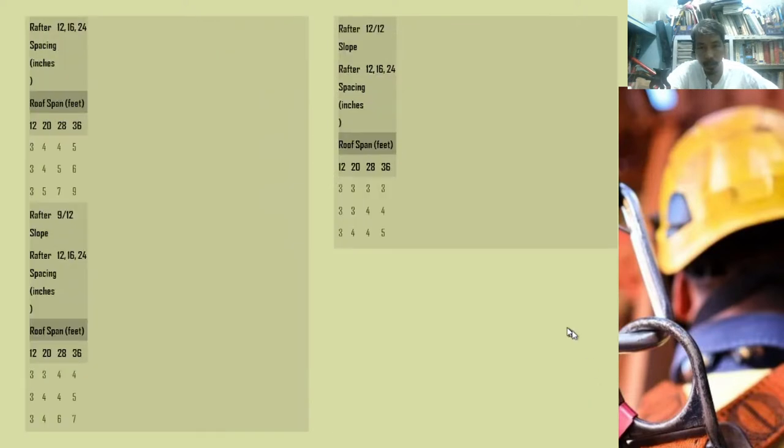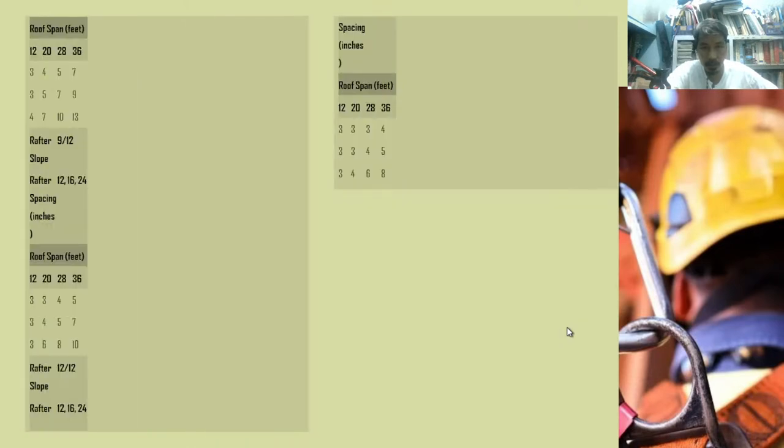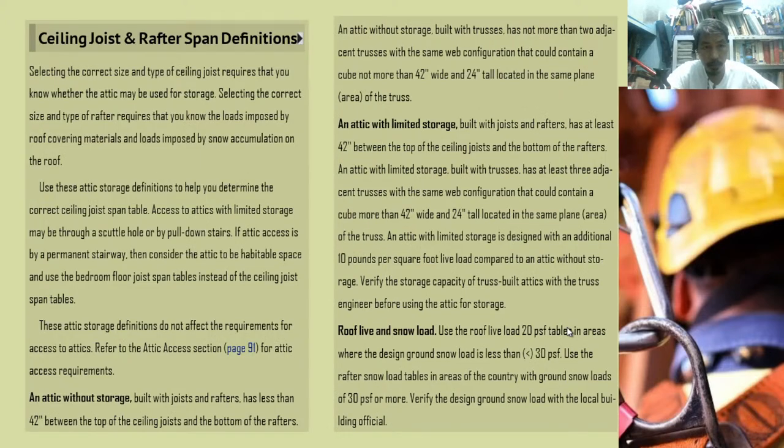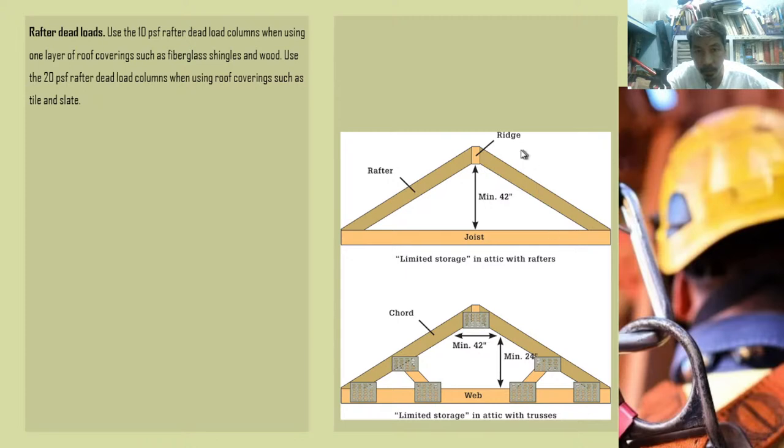So nailing, okay, there are nailing standards. So again, these are clips. So rafter, ridge. Okay. So what are these? These are plates. Okay. Limited storage, attic with trusses. So we have, rather than simple nailing or bolting, we have metal plate to connect.